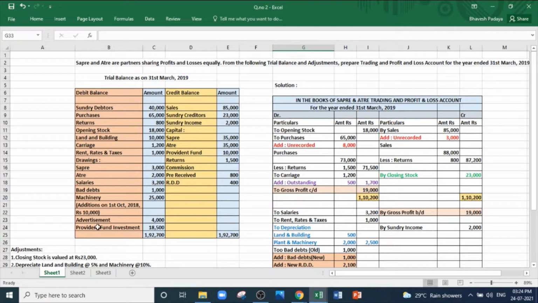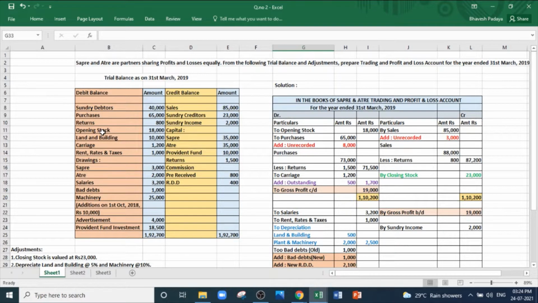Trial balance, all the debit balances we have and the credit balances. While reading, you can start writing that debtors go in the asset side, purchases, trading account debit, so you can write TD. Returns. Now see, return is on debit side. It is not mentioned that it is purchase return or sales return. But whenever returns are given on the debit side, those are sales return. It is opposite. And whenever returns are written on the credit side, those are purchase returns.